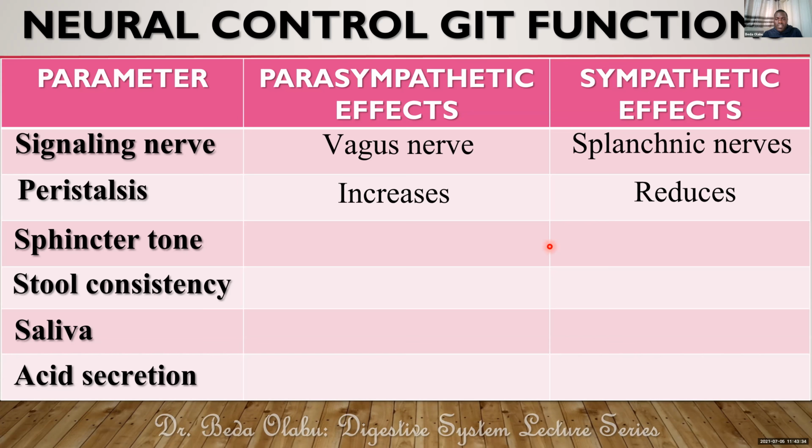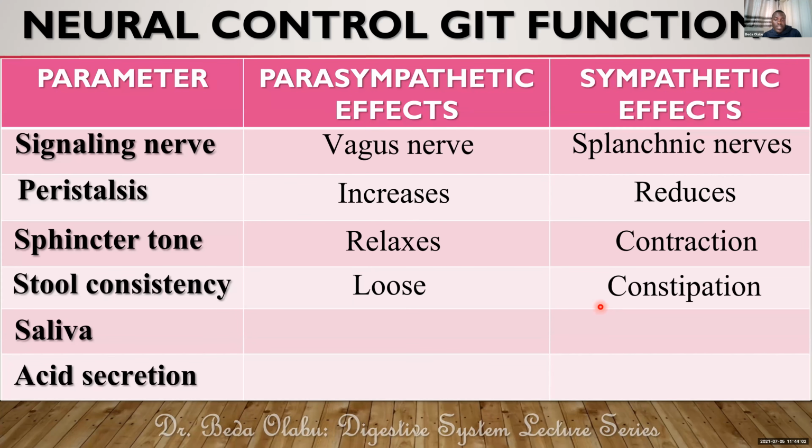The sphincters relax under parasympathetic and tighten under sympathetic. If you increase peristalsis and you open the sphincters, then it means food moves very fast, and so you'll be having relatively loose stool. Sympathetic, on the other hand, if you reduce the peristalsis and you tighten the sphincters, means that food is not really moving, and so this person will actually constipate.